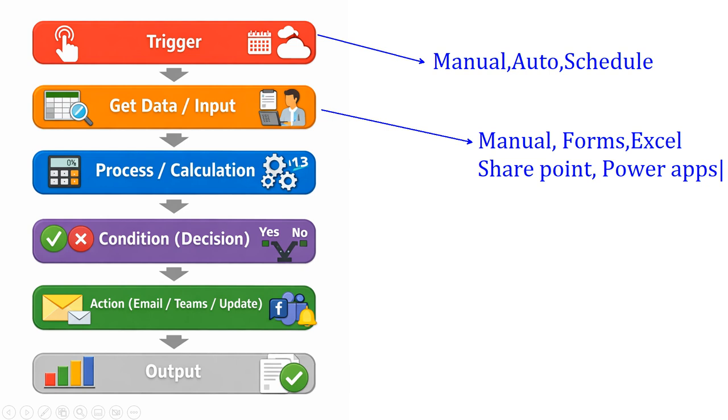Then we have to do some process, some arithmetical, mathematical calculation. Yesterday we did some calculation while feeding the data. Then we used yes or no. If it is a yes, we have used a condition. We have used 2 things here.